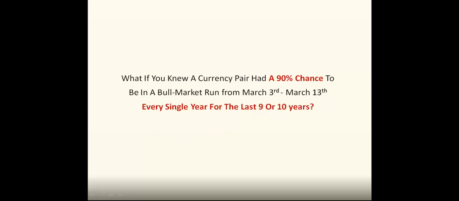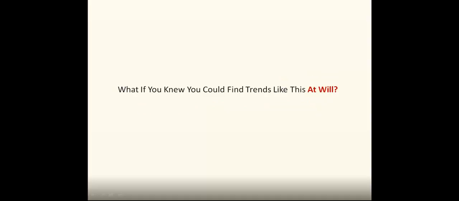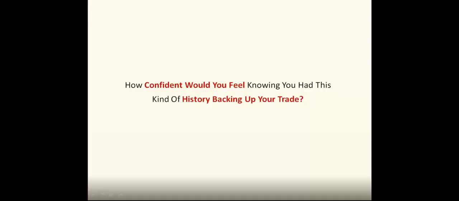Imagine this trading scenario. What if you knew a currency pair had a 90% chance to be in a bull market run from March 3rd to March 13th every single year for the last 9 or 10 years in a row? What if you knew you could find trends like this at will? How confident would you feel knowing you had this kind of history backing up your trade? Sound like a bit of a stretch? Well, we thought so too, until we lined this tool up with our trading system.